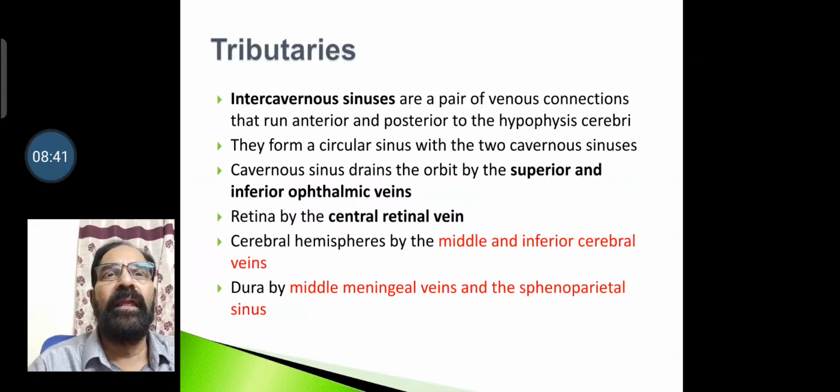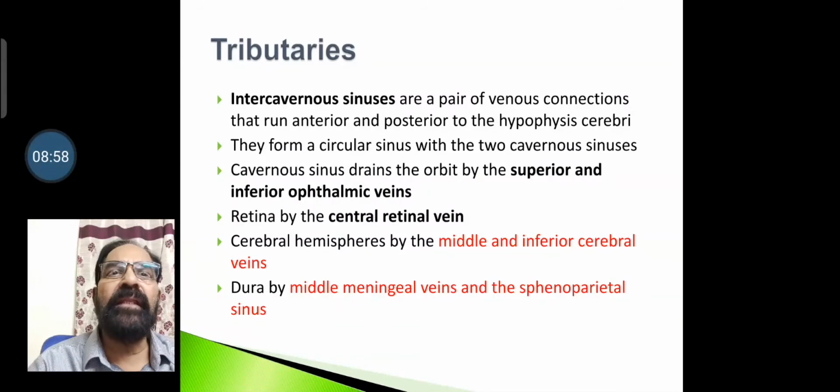Tributaries. Intercavernous sinuses are a pair of venous connections that run anterior and posterior to the hypophysis cerebri. They form a circular sinus with the two cavernous sinuses.